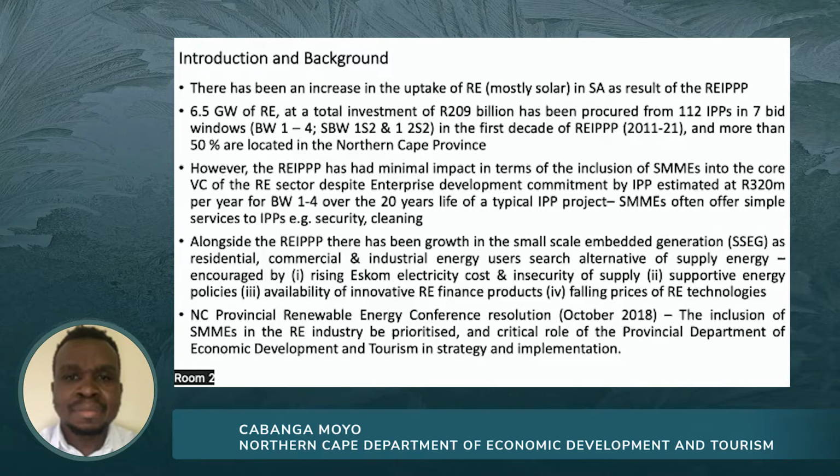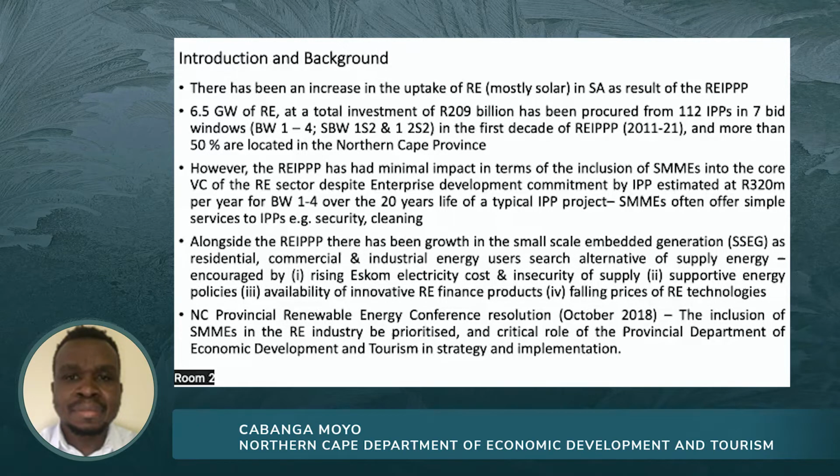However, the REIPPPP has had minimal impact in terms of inclusion of SMMEs into the core value chain of the renewable energy sector. Despite that, according to REIPPPP requirements, IPPs are required to make enterprise development commitments. But alongside the REIPPPP, there has been growth in small-scale generation of electricity. That has been encouraged by a lot of factors, including the rising cost of Eskom electricity and the unreliability of supply. There have also been supportive policies from all spheres of government in support of small-scale generation. There is also availability of finance to finance the installation of small-scale generation in households and industrial sites. And also the technology to implement small-scale generation has been declining in cost over time.